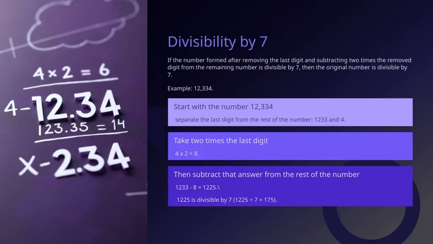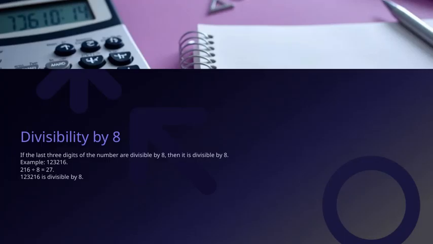If it is, then 12,334 is divisible by 7 as well. In this case, 12,325 divided by 7 gives us 175, confirming that it is divisible. This method is a quick and efficient way to test divisibility by 7 without doing long division every time. It connects to the larger idea of using pattern recognition and shortcuts in math to make calculations simpler and more intuitive. Now, let's talk about divisibility by 8.